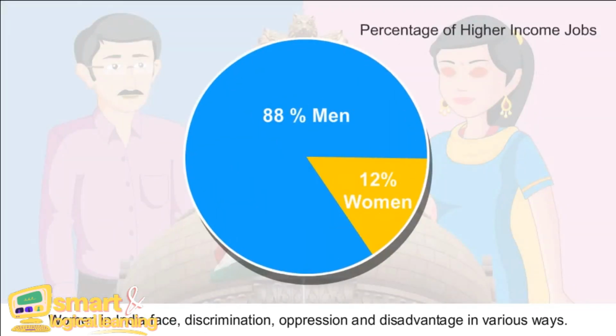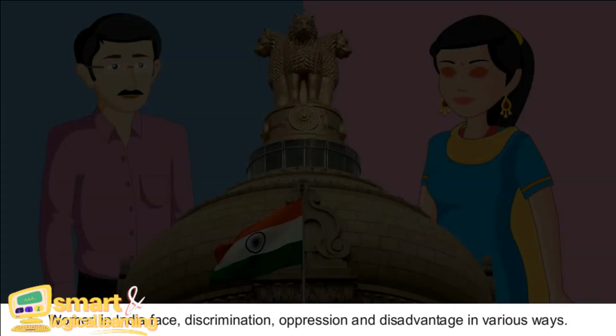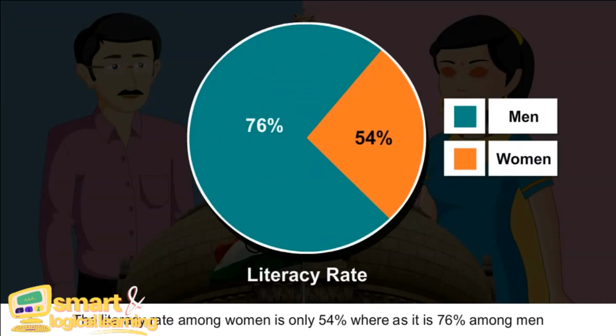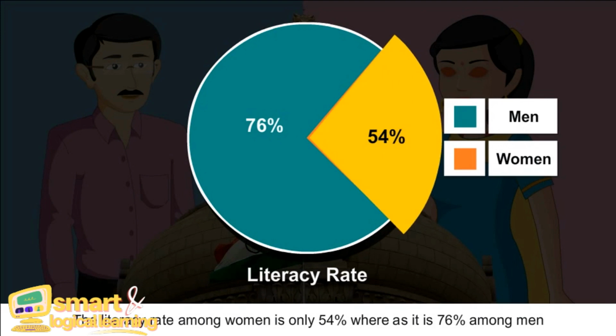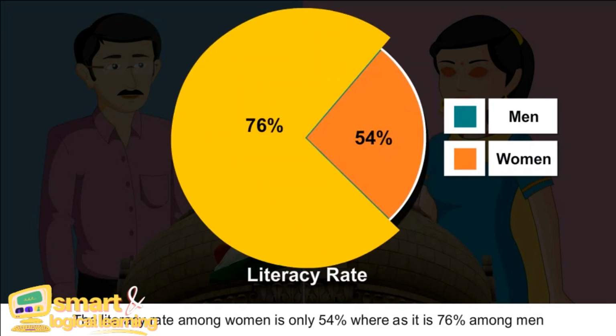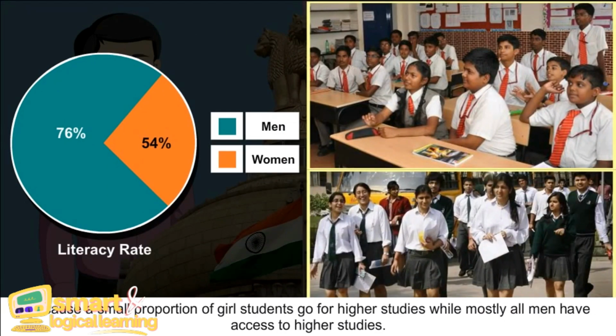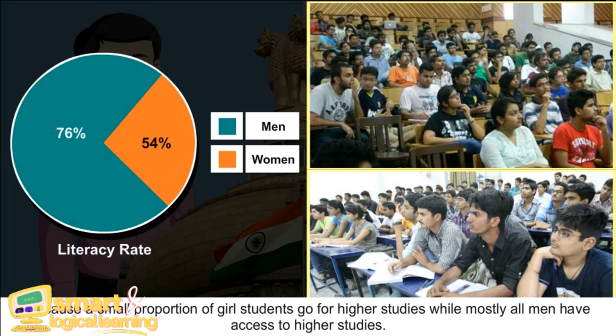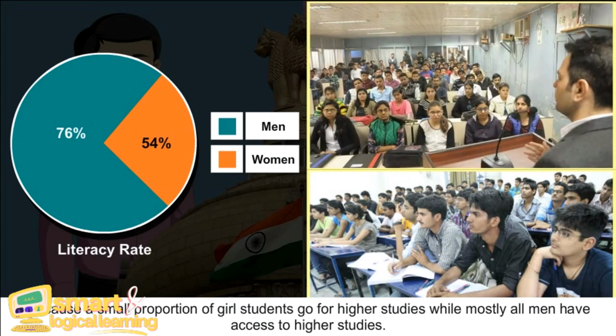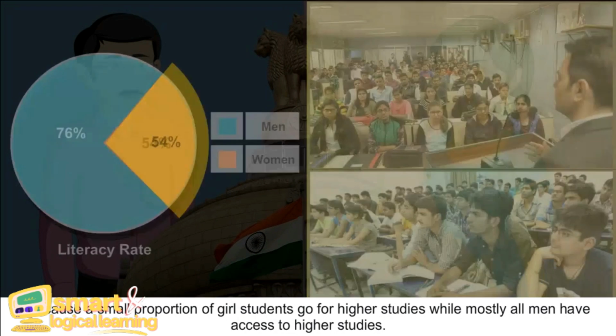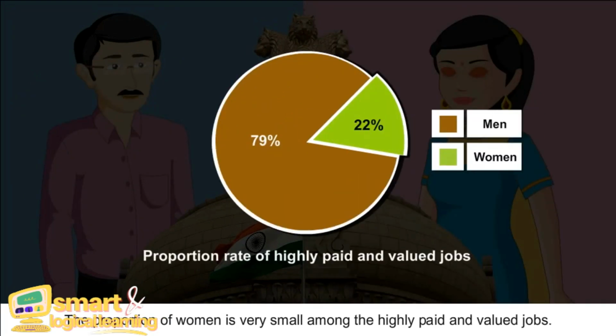Women in India face discrimination, oppression, and disadvantage in various ways. For example, the literacy rate among women is only 54%, whereas it is 76% among men, because a small portion of girl students go for higher studies, while almost all men have access to higher studies. The proportion of women is very small among the highly paid and valued jobs.